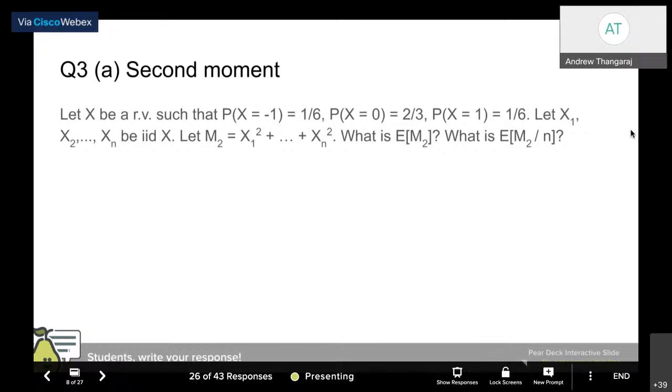It seems like people are happy. With the squared, it is a very easy distribution, isn't it? It's just 1 with probability 1 by 3 and 0 with probability 2 by 3. It's actually Bernoulli. X squared is Bernoulli. So it's very nice to see and get it out. So let's try the next one.